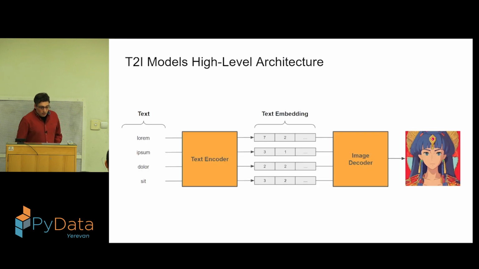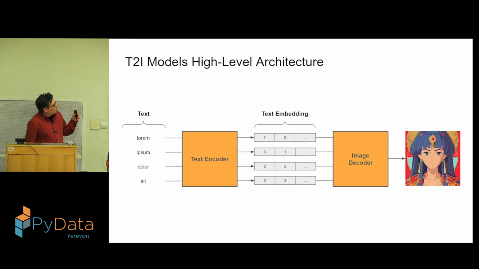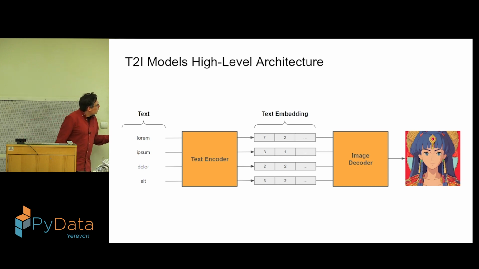So, first of all, let's talk about the model's architecture. There is a very large number of different text-to-image models on the market for now, but all these models have a shared and very common high-level architecture. So in this slide, you can see the general architecture for all text-to-image models.